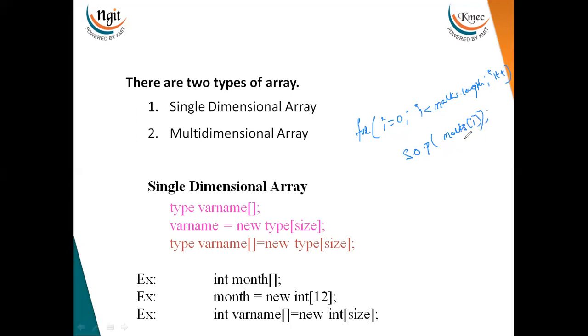Marks of I value 0, marks of 0, that will be displayed. Loop will be repeated, I value become 1. So 1 less than length, true. Then we will display marks of 1. Loop will be repeated, I value gets incremented. Then 2 less than marks dot length, true. This is how we repeat the loop until this condition becomes false. This is a way of accessing the elements.